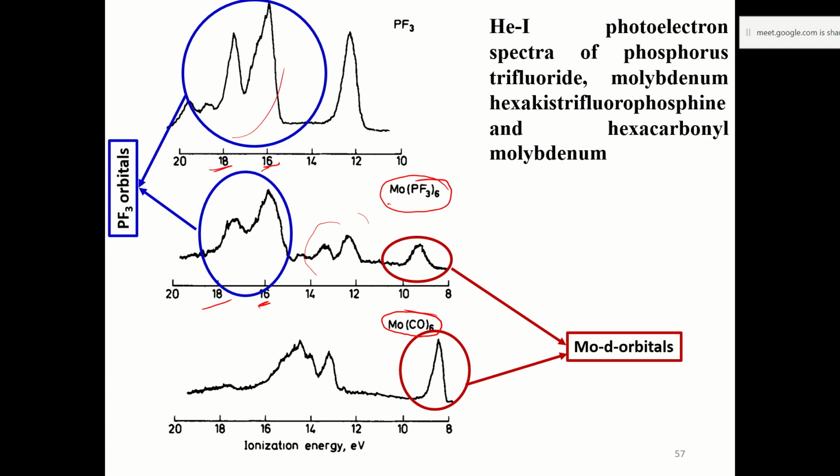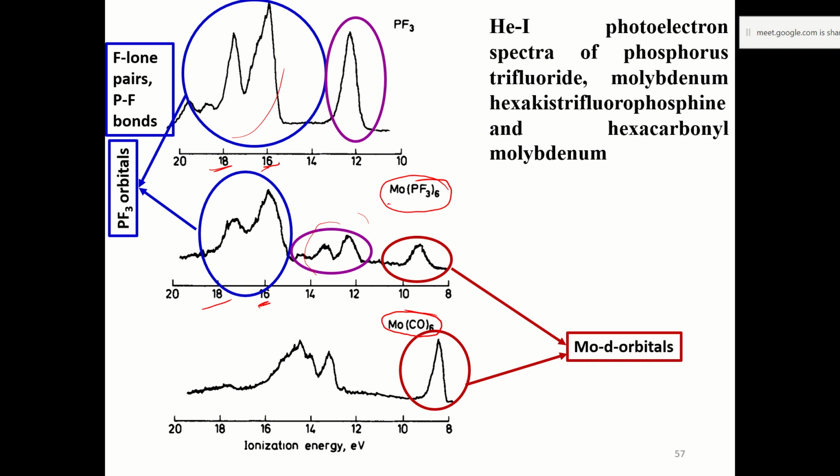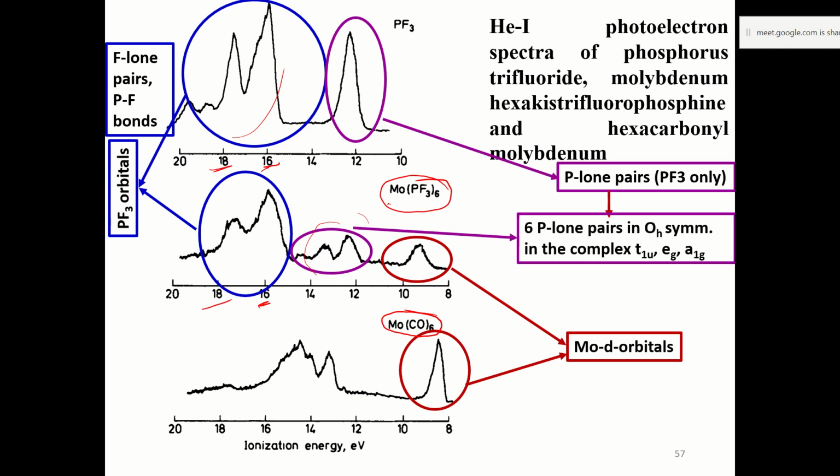this one, what is this? So F lone pairs and PF bonds, that was the blue one that we saw, and this one that we are seeing is the phosphorus lone pairs. And this phosphorus lone pair, which was individually in PF3 alone, splits into parts in the octahedral symmetry.